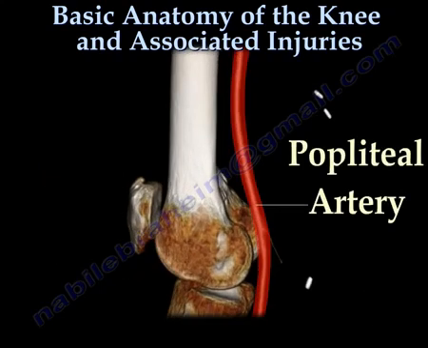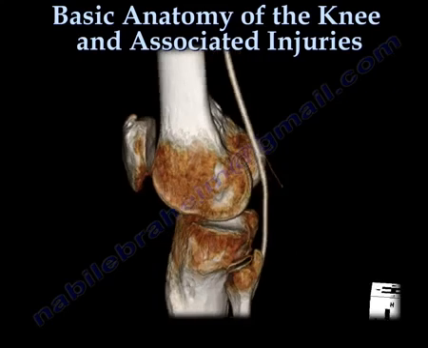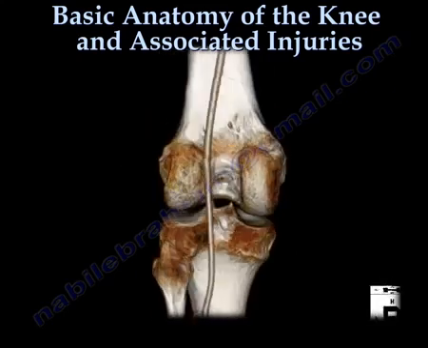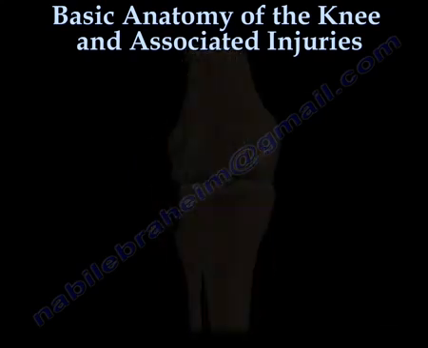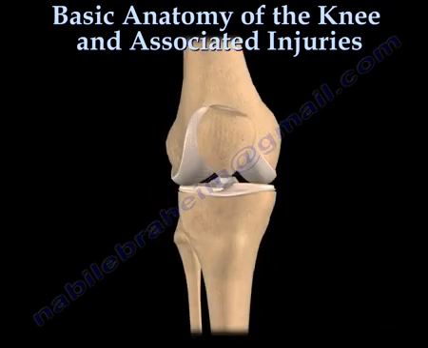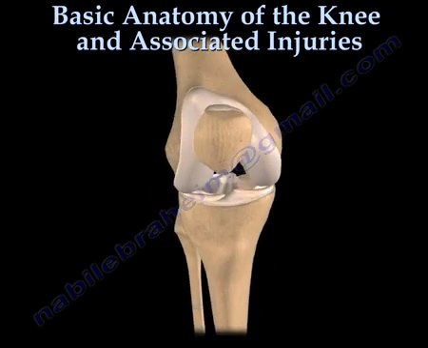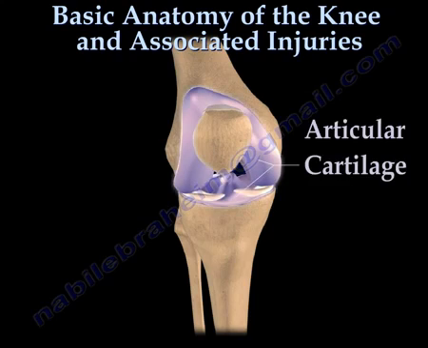The popliteal artery is a continuation of the femoral artery. This artery supplies blood to the knee joint through numerous small branches. Inside the knee, you will find the smooth articular cartilage that covers the joint surface.